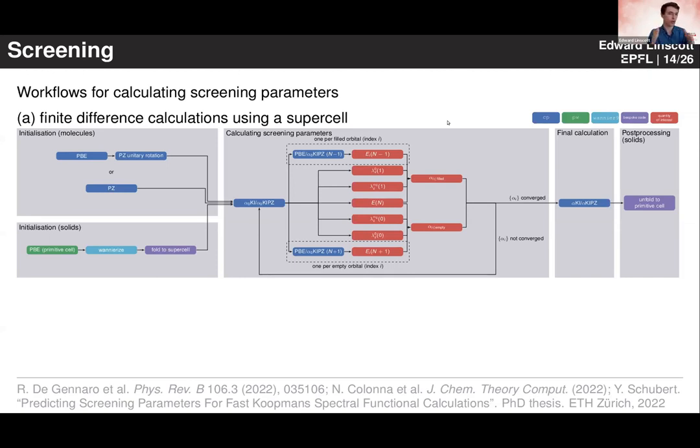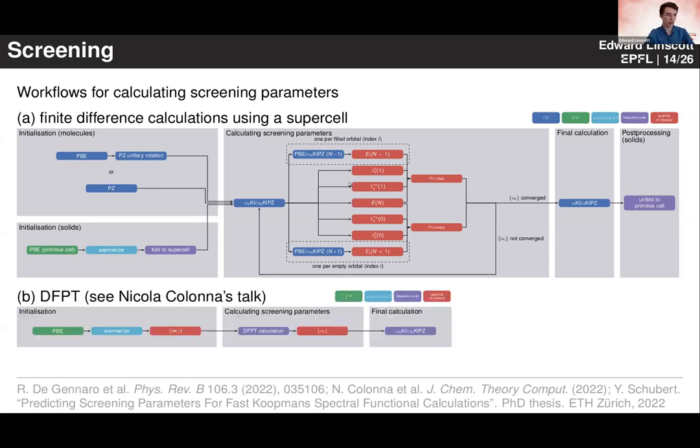This is solving, in a brute force fashion, the equations that I've been talking about in the previous slides. The other approach that one can use is density functional perturbation theory. Like we had for DFT plus U, there's a density functional perturbation theory, DFPT, approach that one can use instead of doing these supercell calculations. And this is what Nicola Colonna will be talking about later today, so I'm not going to talk about this in the current talk.